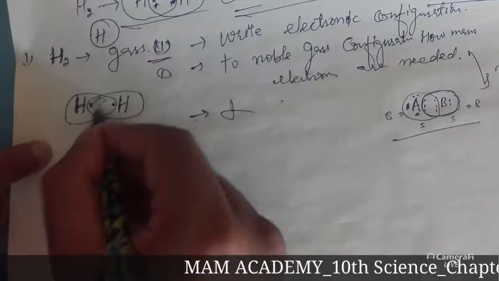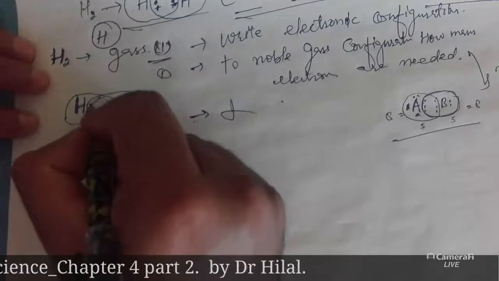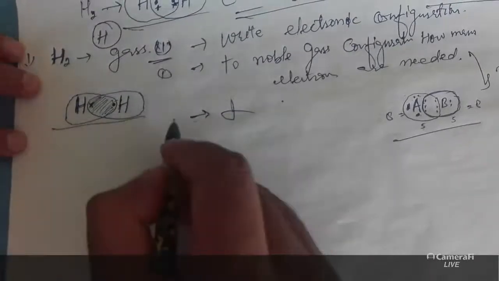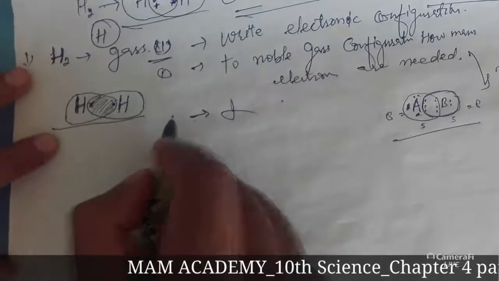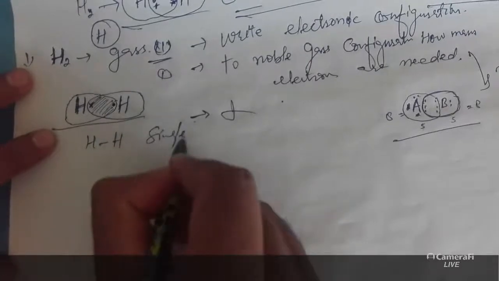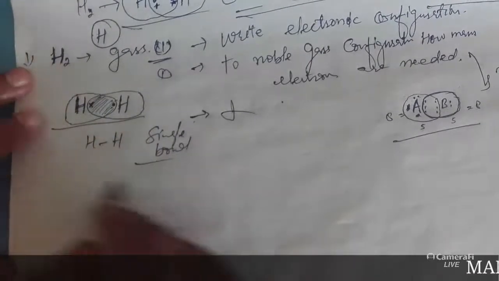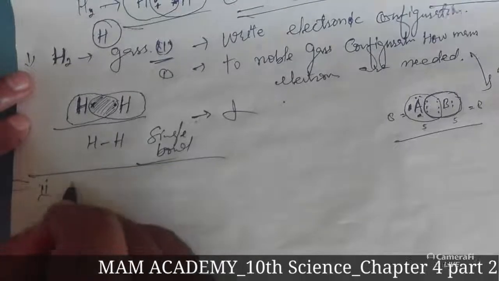This area is our covalent bond, or we can see the structure which we have drawn here now. It is the Lewis dot structure of hydrogen. This is the H-H single bond, only an H-H single bond. Now example number 2, let us talk about oxygen.